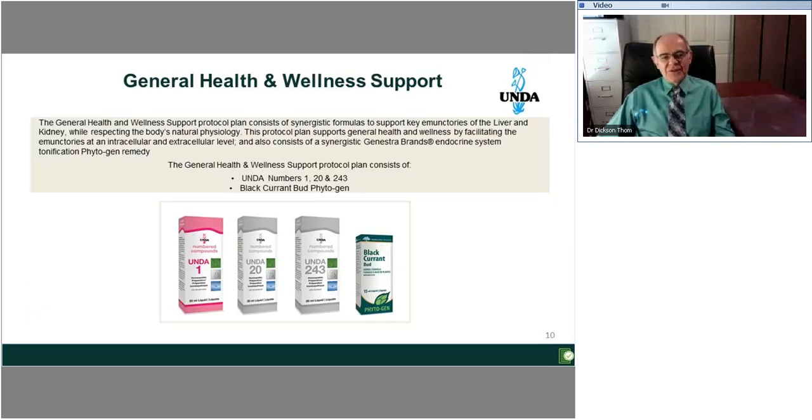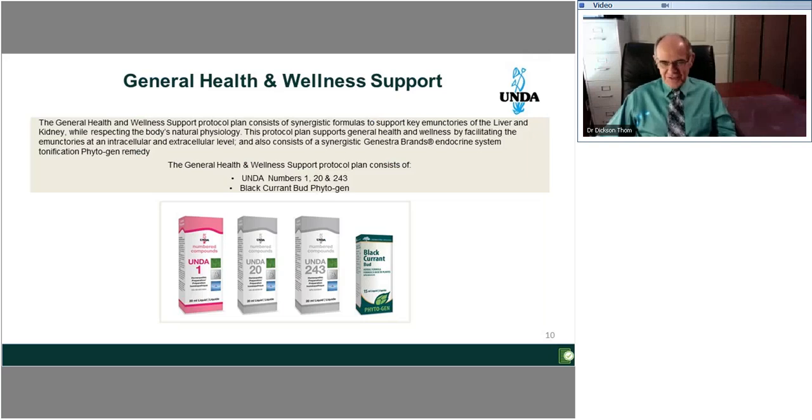So we can look at this little trio of UNDA numbers along with the phytogen, the black currant, and say, wow, okay, so we have 3 UNDA numbers, UNDA 1, UNDA 20, and UNDA 243, along with black currant, which is ribes as a phytogen. And what patient, no matter what they're coming in for, ultimately wouldn't benefit from, I'll say, a starting point.